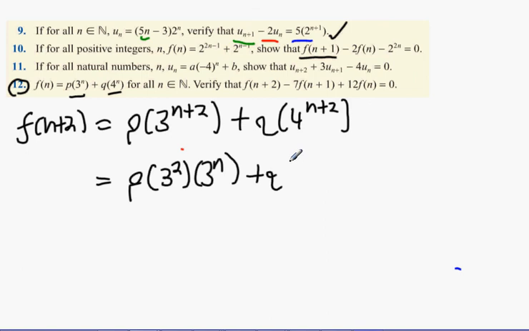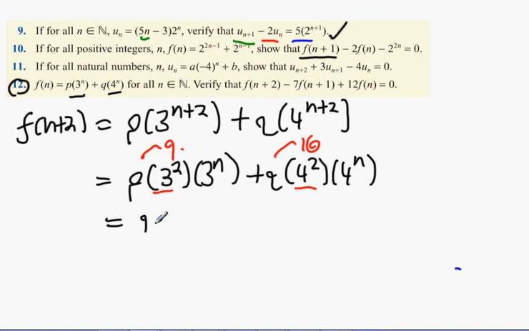Same with the one after that. It's going to be 4 squared, 4 to the n. Now I go to these two and I go, okay, that's 9 and that's 16. I'm going to multiply the letter by that number, and what I'm going to get is 9p 3 to the n, and then 16q 4 to the n. I'm going to stop there. Now it looks a lot more similar to the initial function.